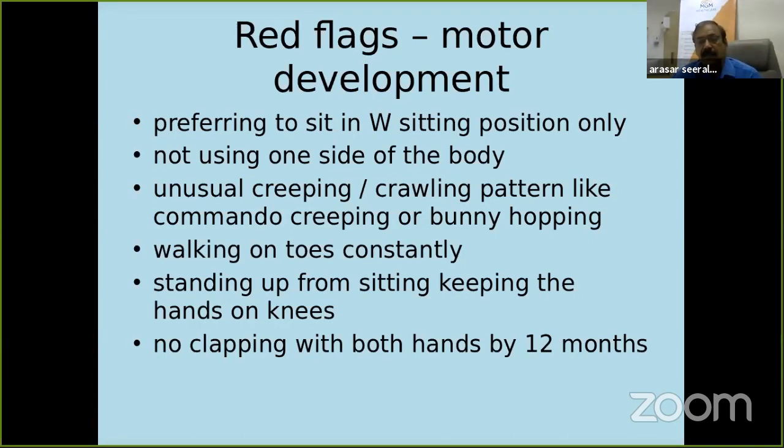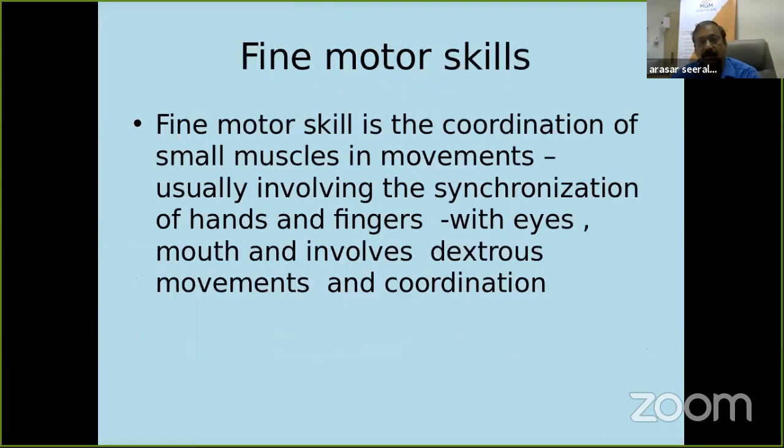And standing up from sitting, keeping hands on knees, that is climbing on one's whole self, probably indicates a girdle muscle weakness that we see in muscle dystrophies. And if a baby is not clapping both hands by 12 months, it probably is a red flag sign in motor development.